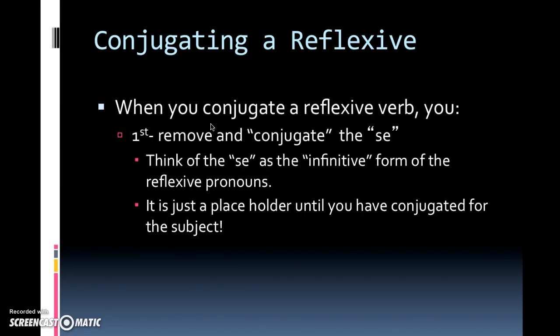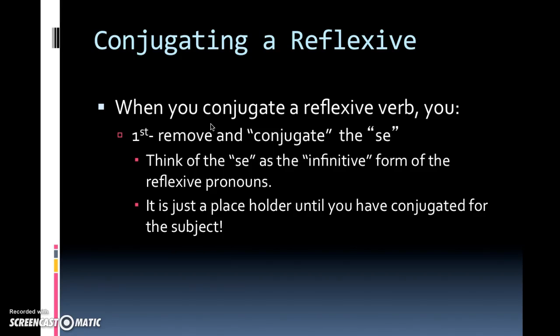When you conjugate a reflexive verb, you first remove and conjugate the reflexive pronoun se. And again, it's not really conjugation, but that's what I think of it. So if I'm thinking of the verb acostarse, I'm going to remove that se. Let's say I'm going to put it in the yo form. I'm going to remove the se, and I'm going to put the se in front of the verb acostar. So now, instead of saying acostarse, it should say se space acostar. I think of the se as the infinitive form of the reflexive pronoun. It's just a placeholder until I have conjugated for the subject.